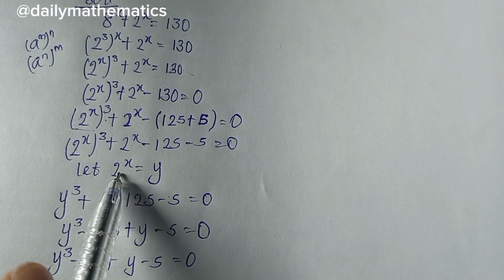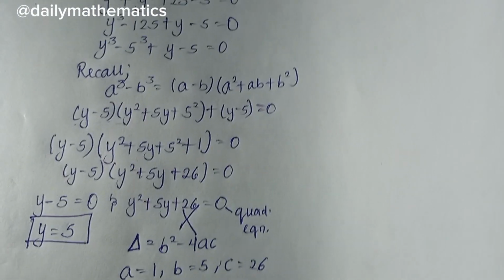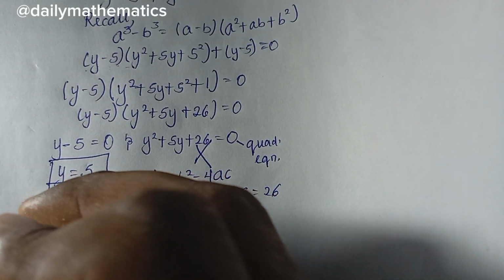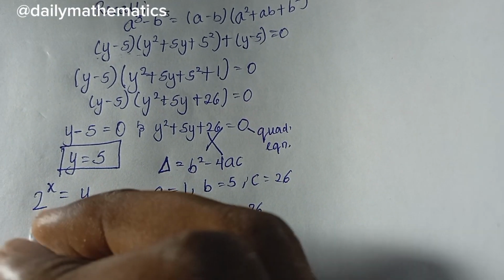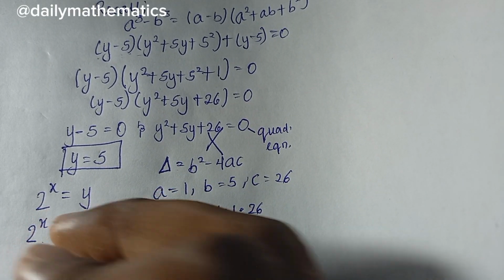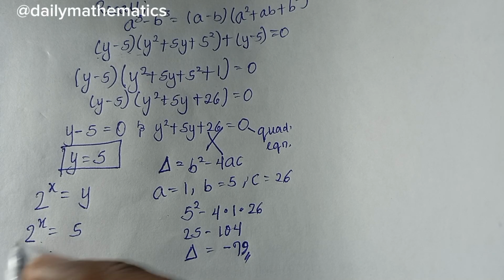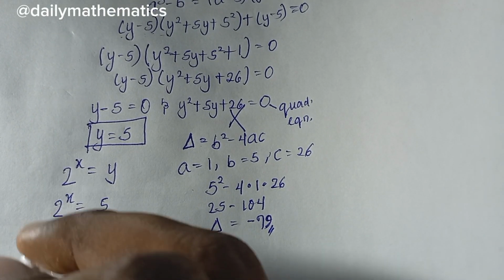we said 2 raised to the power of x equals y. We were asked to find x for the question, but here we are finding y, and we say 2 raised to the power of x equals y. So from here we say 2 raised to the power of x equals y, and then y is 5. It means 2 raised to the power of x equals 5. And so from here, what can we do? We can decide to take the natural log of both sides.